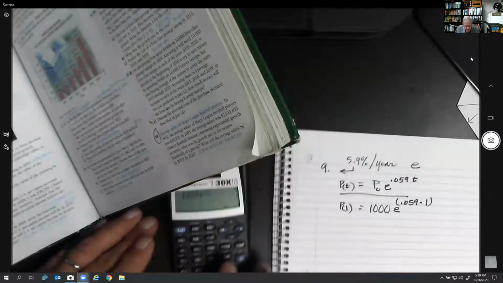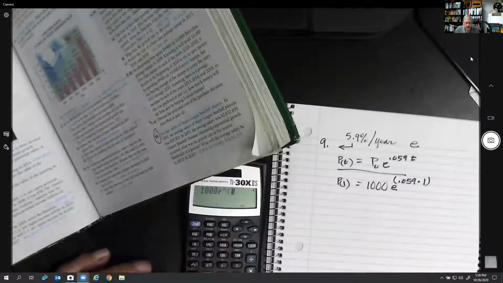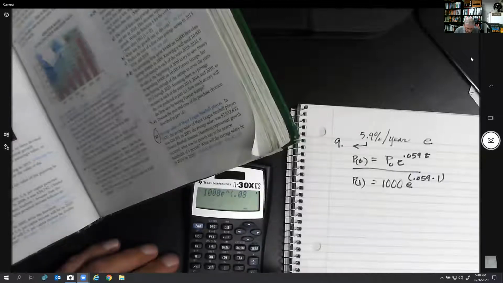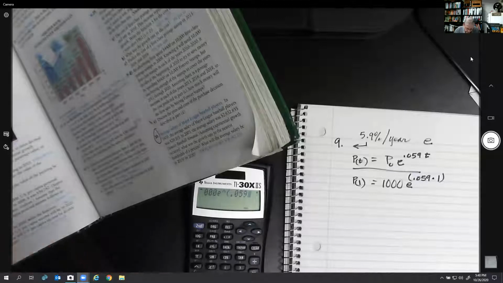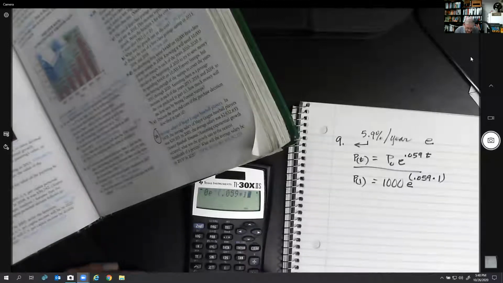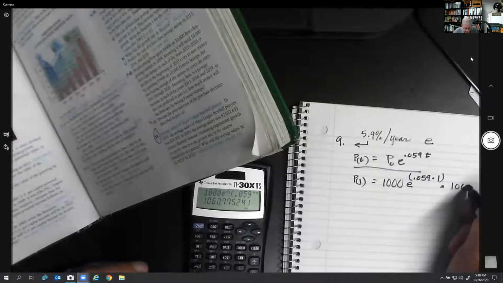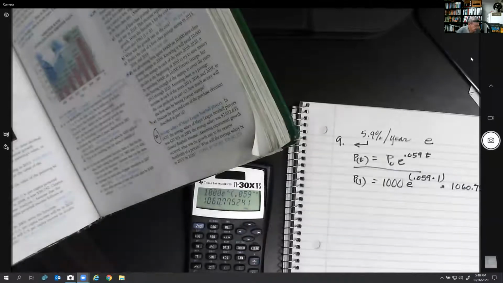Let's see if I can put this someplace where you can kind of see it. You can see it pretty good there, huh? Second ln, and then 0.059 times 1. Well, I'll put in the times 1. It's not going to change anything. Bingo. So this is how much money you should have coming back after the first year. $1,060, and we rounded up 78 cents. Okay, that's how much you're going to have coming back after the first year.